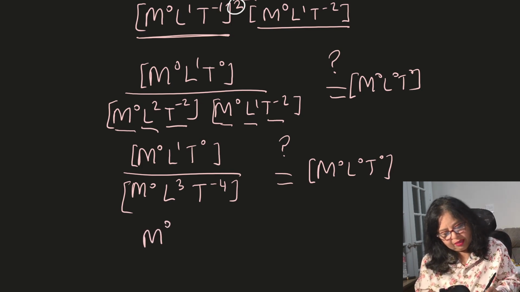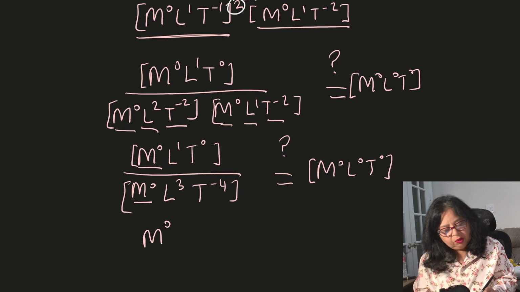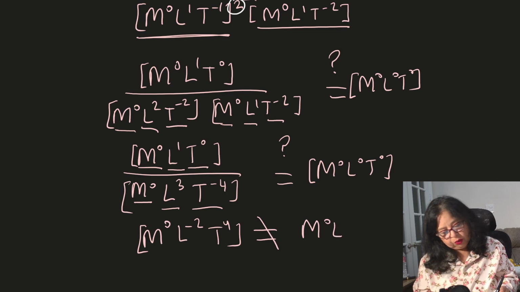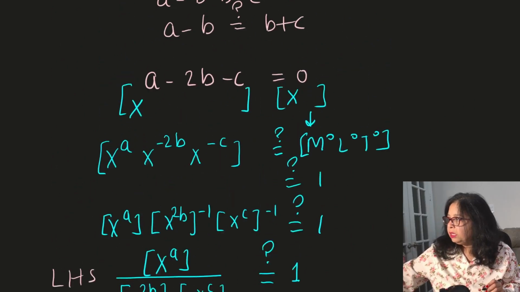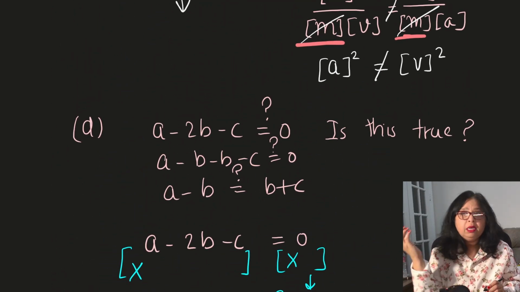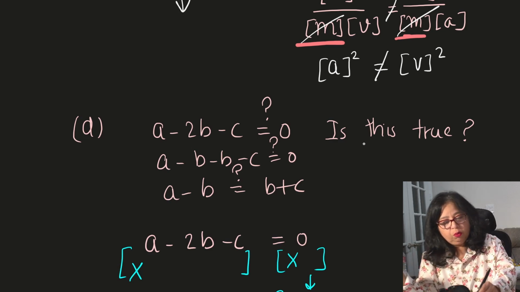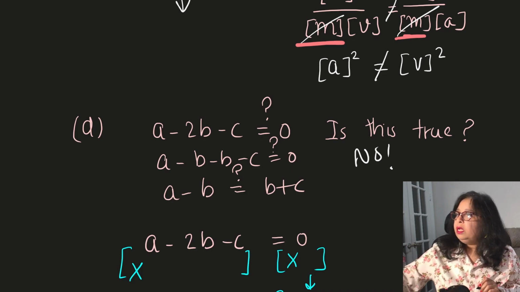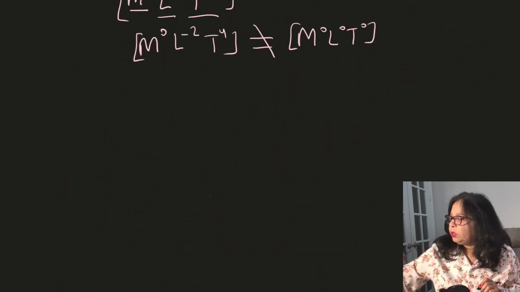Anyway, left-hand side becomes M0 divided by M0 is M0. L1 divided by L3 is L minus 2. T0 divided by T minus 4 is T4. And this is obviously not equal to M0 L0 T0. So our option D, which was A minus 2B minus C, is that equal to 0? No. This is not true.